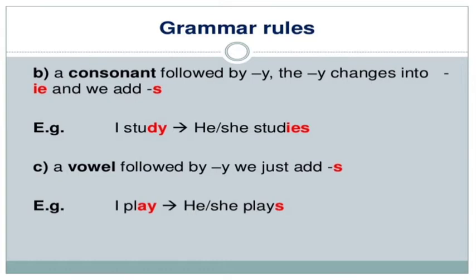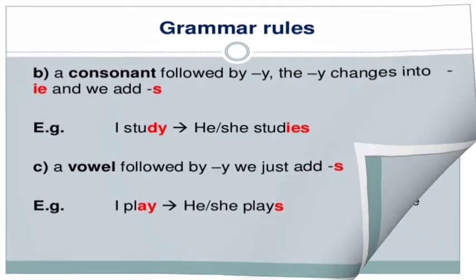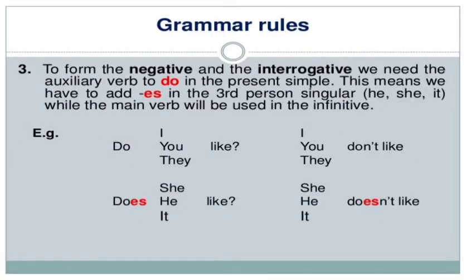Now its second part says, if there is y at the end and before y there is a vowel. For example, play. At the end there is y, but before y there is a, which is a vowel. So in such a case, we add s after y. So if it is play, for singular number it becomes plays. Now the next rule is how to form its negative and interrogative.